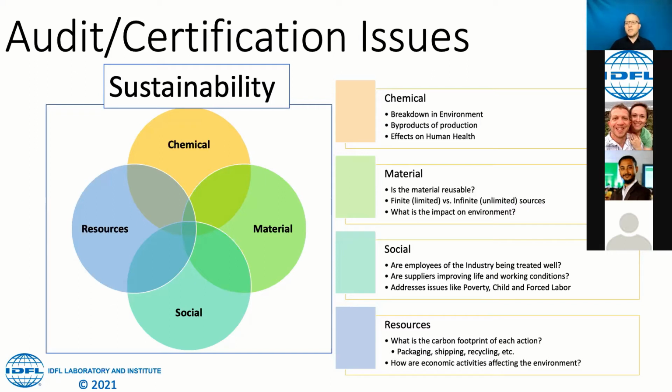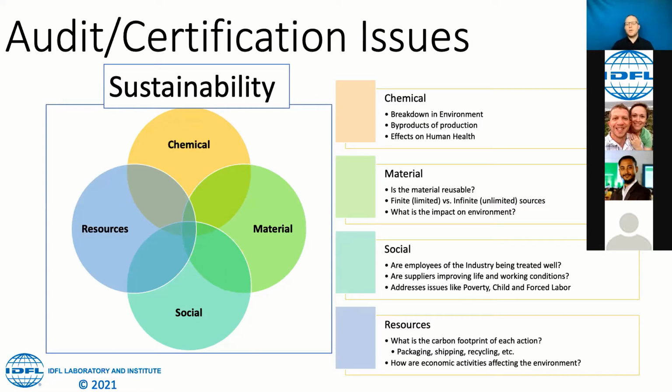The materials: is the material reusable? Natural products like cotton, wool, and down are infinite materials that are always going to be available. Whereas with man-made materials, there's only so much of these materials in the earth that we can mine, or dig up, or create. At the very end of that availability, those materials are no longer available.